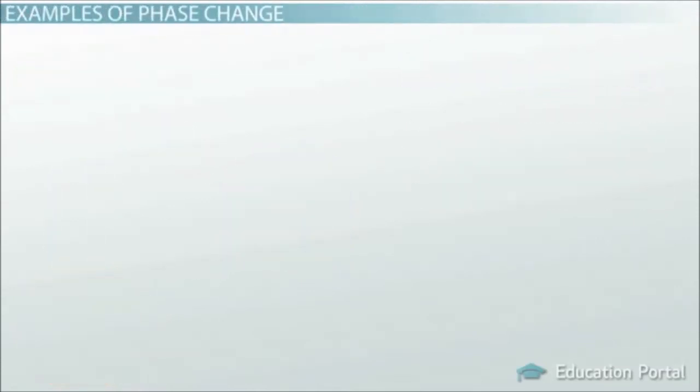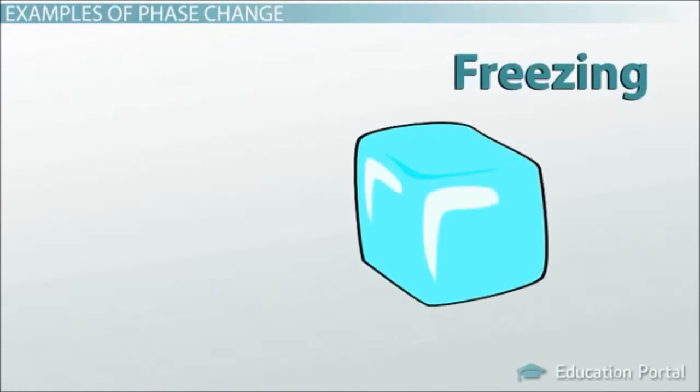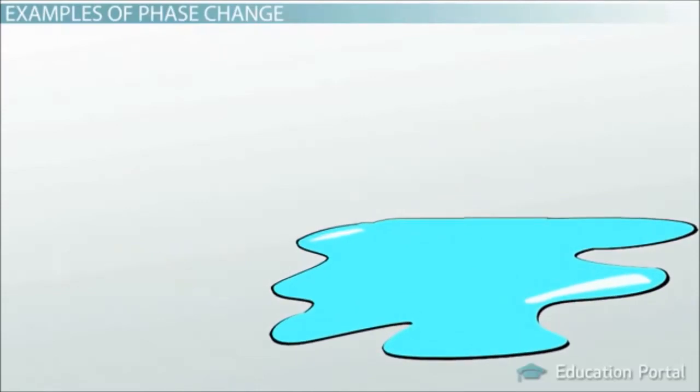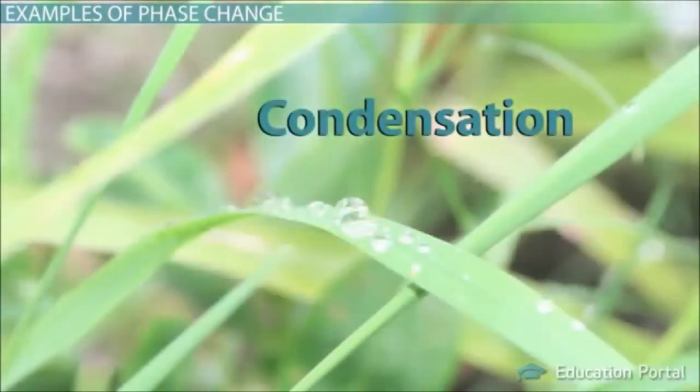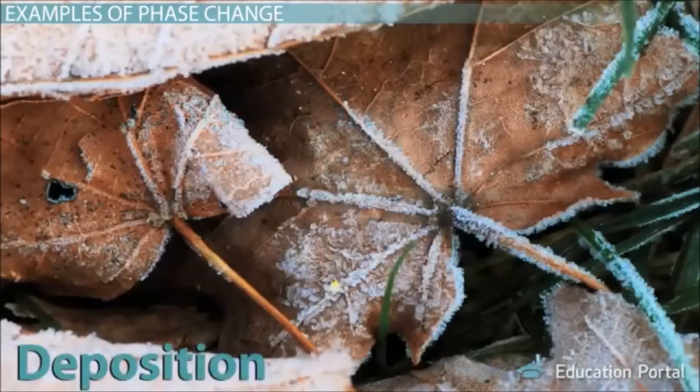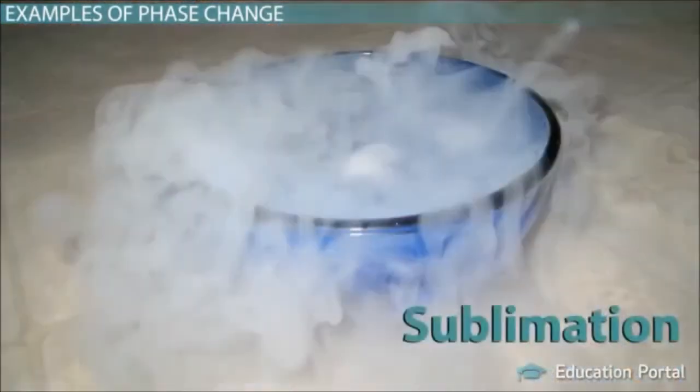I'm sure you know what most of these phases look like. Freezing is when liquid water freezes into ice cubes. Melting is when those ice cubes melt. Condensation is when dew forms on grass in the morning. Vaporization is when water boils and turns into steam. Deposition is one you may not know, but this happens when water vapor goes directly to freezing, like when there is frost on a cold winter morning. An example of sublimation happens when dry ice turns directly into gas.